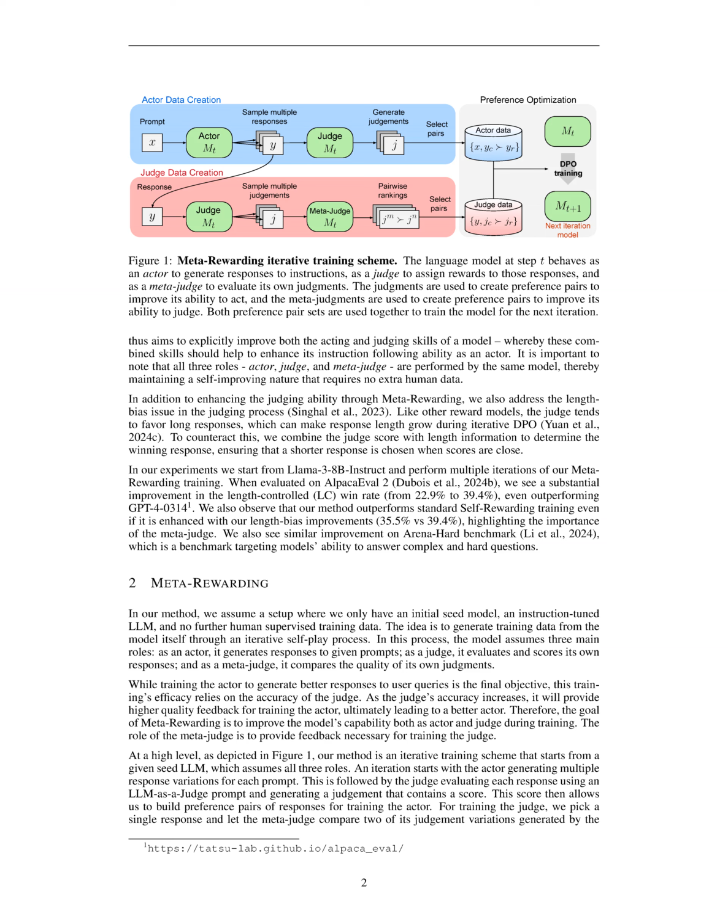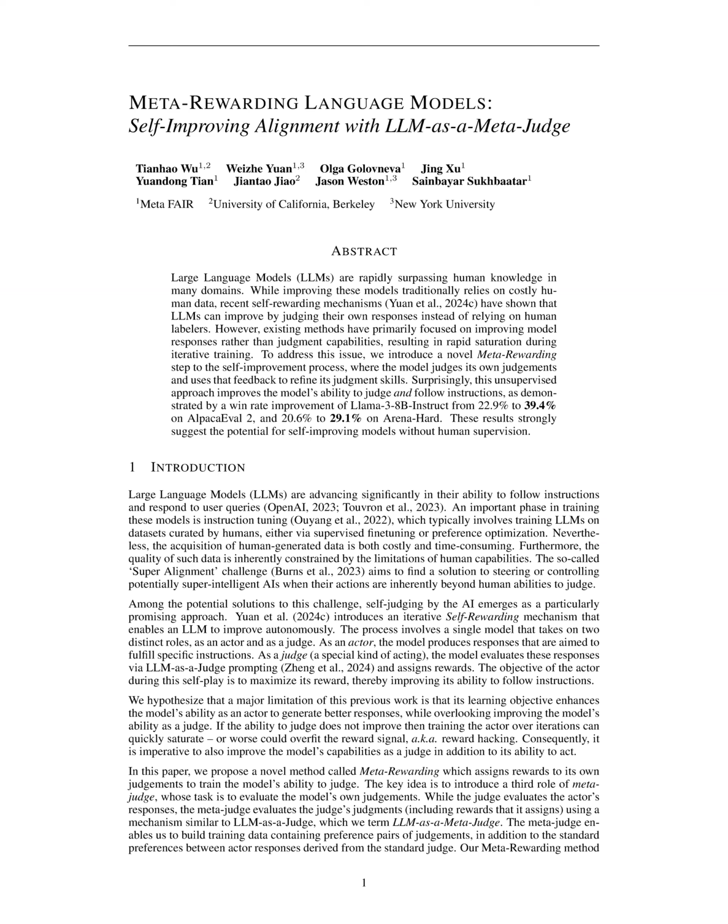The proposed meta-rewarding method operates through an iterative self-play process involving three distinct roles performed by the same model: the actor, the judge, and the meta-judge. First, the actor generates multiple response variations for a given prompt. Next, the judge evaluates these responses using an LLM-as-a-Judge prompt, assigning scores based on a fixed rubric and producing judgments.